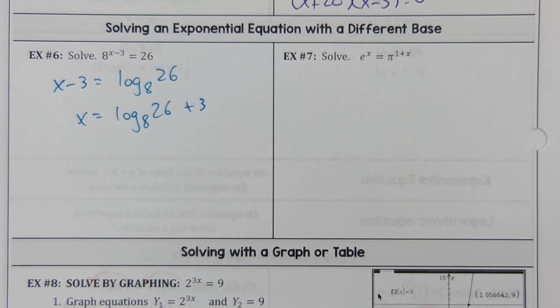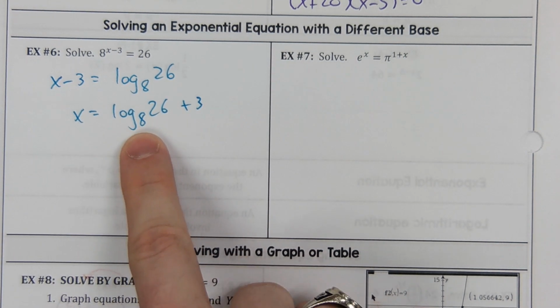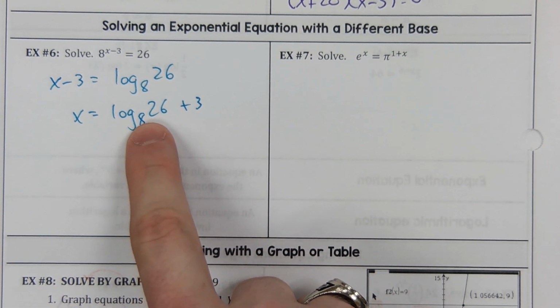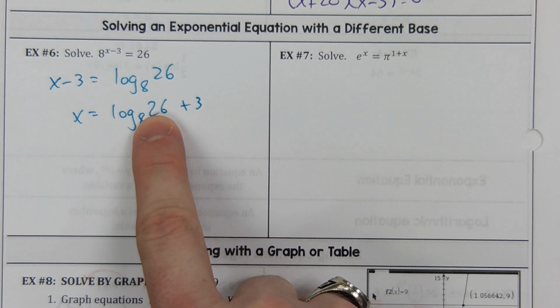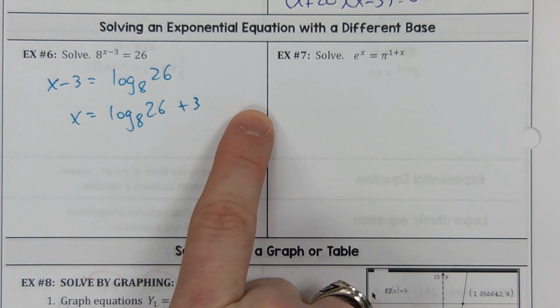What does that answer equal to? Well, I know 8 to the first is 8, and 8 to the second is 64. So this log number is between 1 and 2, plus 3. So the answer is between 4 and 5 somewhere. I'd imagine it's close to like 4.2-ish, if I had to guess. That's a total guess, though.